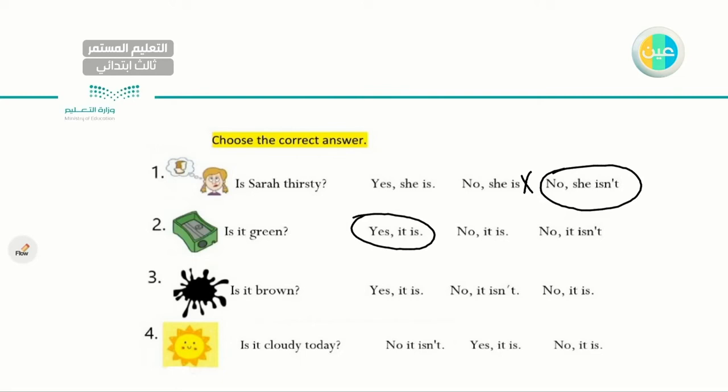We learned about the colors on the first term. Does this look like brown to you? Yes, it is. No, it isn't. What do you think? Shall I choose the third one? No, because it's not complete. No, it isn't, or no, it is not. Very good. Number 4. Is it cloudy today?